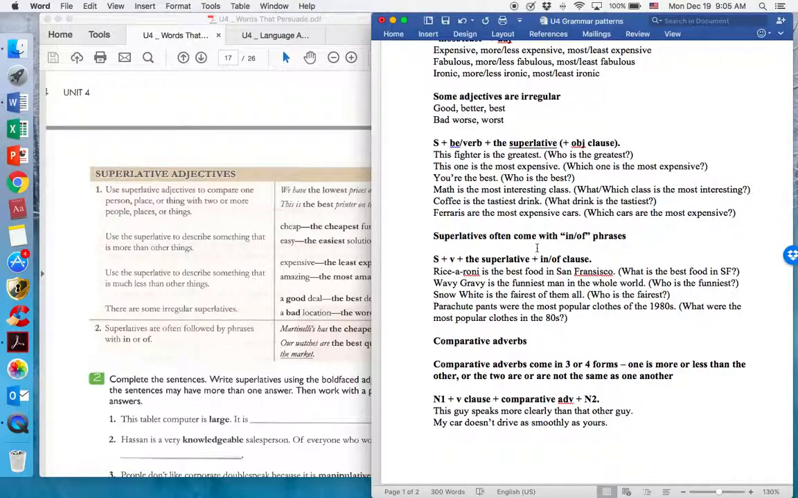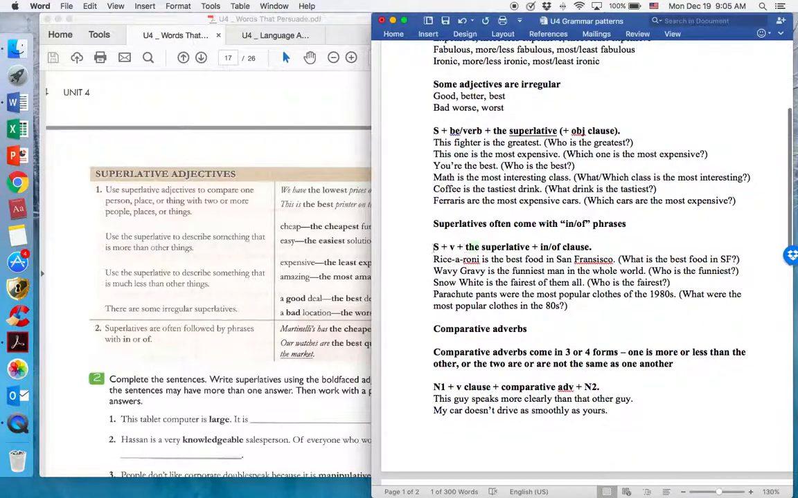Superlatives often come with in or of phrases. In this case, we have our subject and then verb, the, superlative, and then an in or of clause. So Rice-a-Roni, that's a type of meal. Rice-a-Roni is the best food in San Francisco. Rice-a-Roni is our subject, got our be verb, the best, there's our superlative, and then what does it describe? Food in San Francisco. And this answers the question, what is the best food in San Francisco?